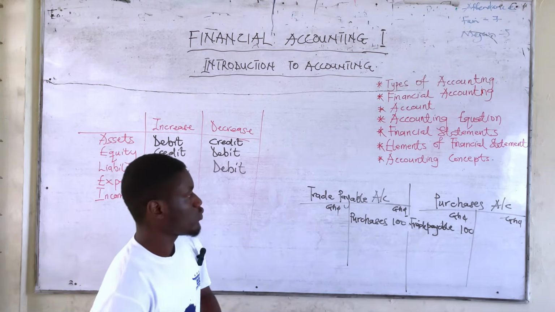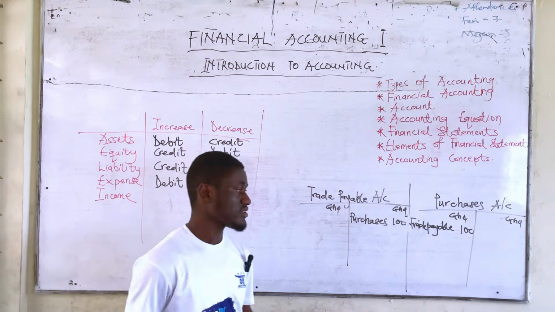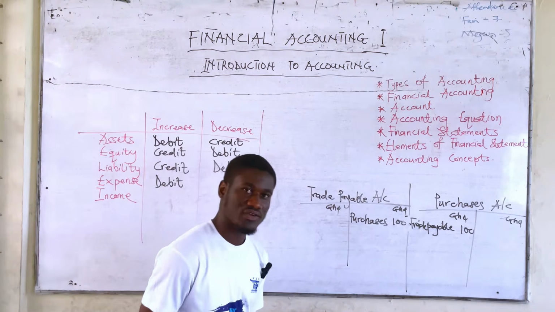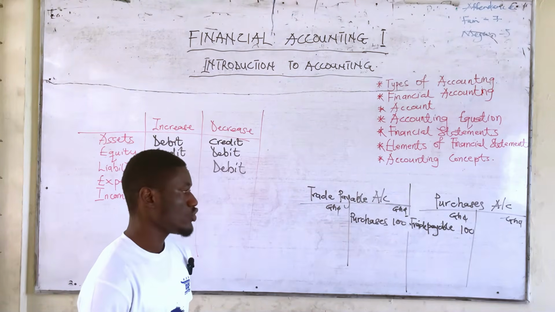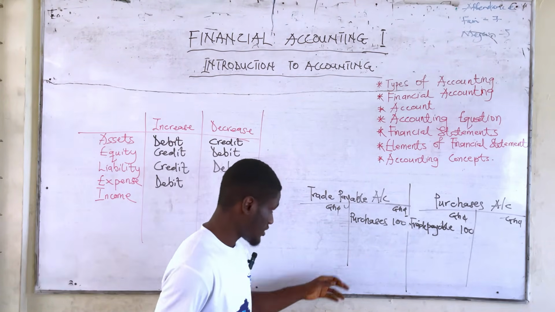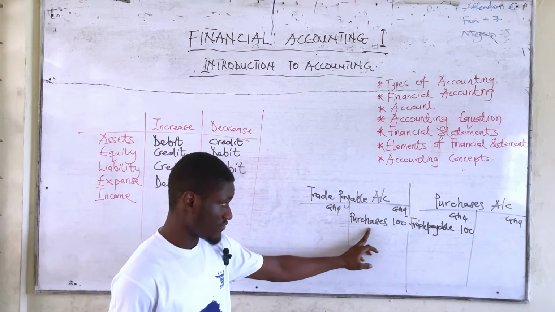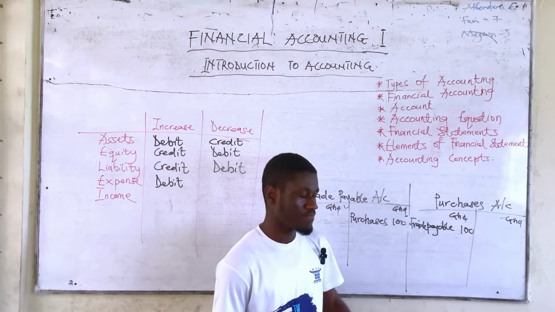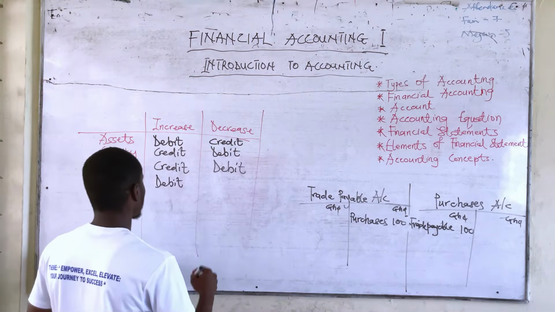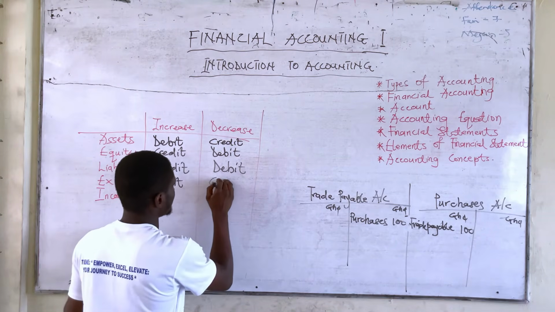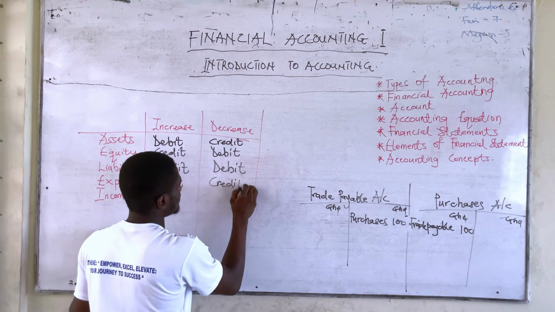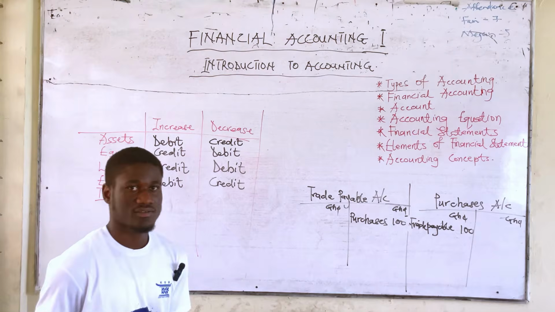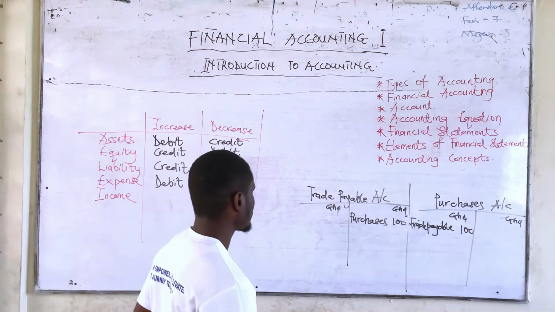Good. So we know that expense has increased, money has gone out. Trade payable has also increased because we are now liable to settle a debt. Okay, so increase in our liability, we have credited. Then increase in our expense, we debited. Good. So when there is a decrease in our expense, we are going to credit. Simple as that. Please, you get it? Good.